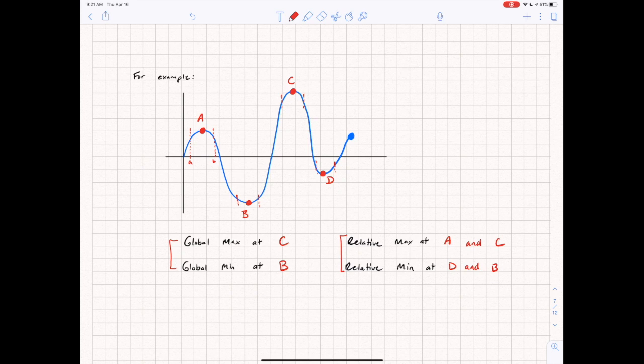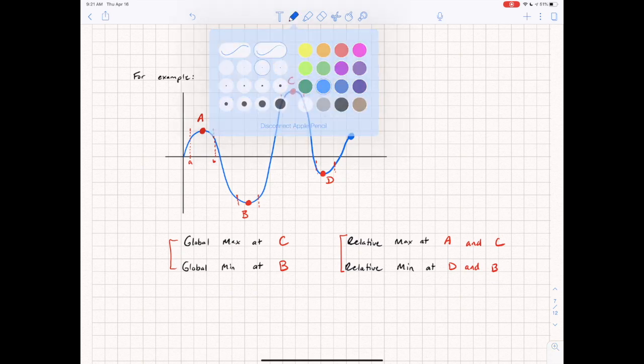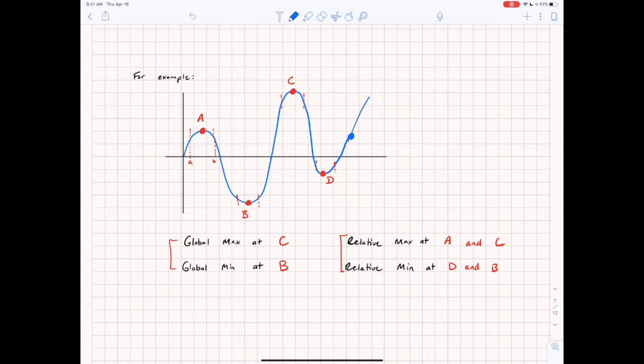Now, if a graph came up, so let's just say this graph did continue, and we hit the same height as C, and we called this, say, E, then this graph would have two global maxes because they would hit at the exact same maximum point, the same y value output. So it is possible to have two global maxes, but we're mostly not going to see that. We're mostly just going to see one or the other and try to keep things somewhat simple.